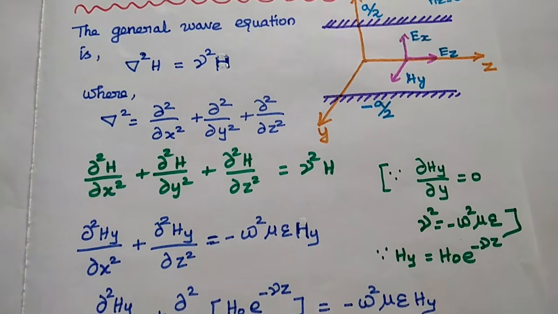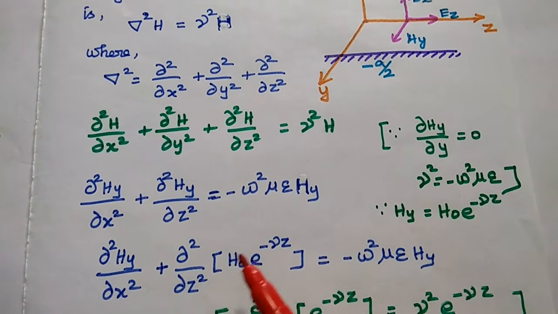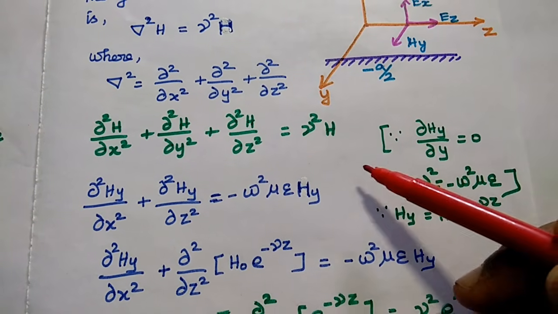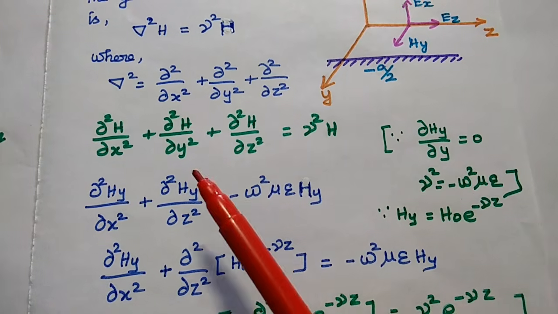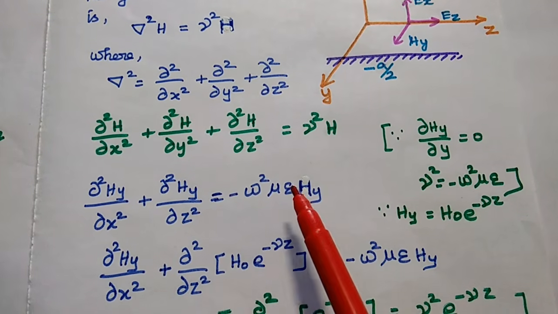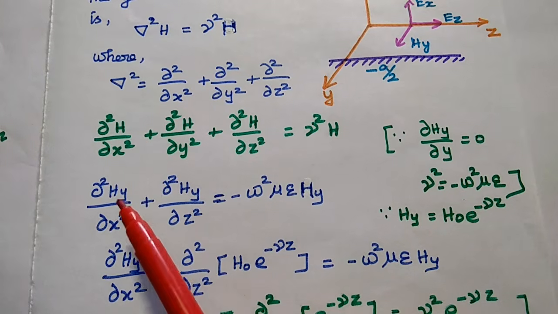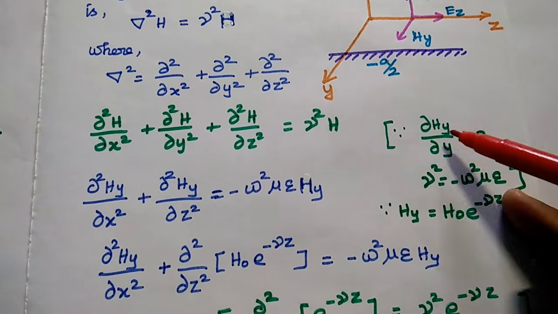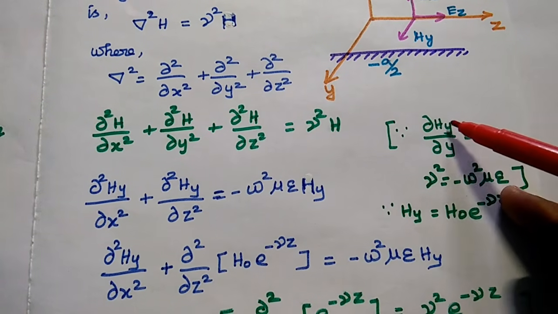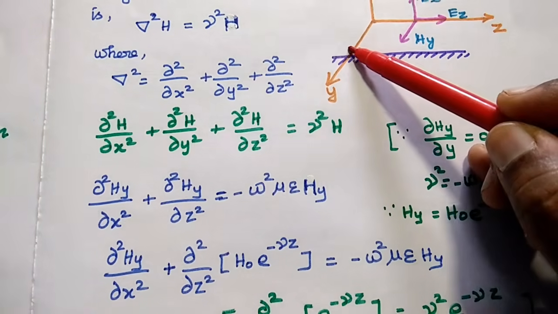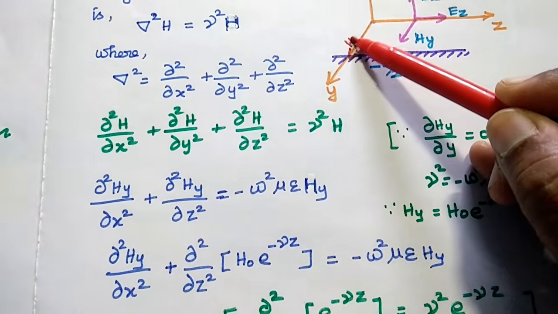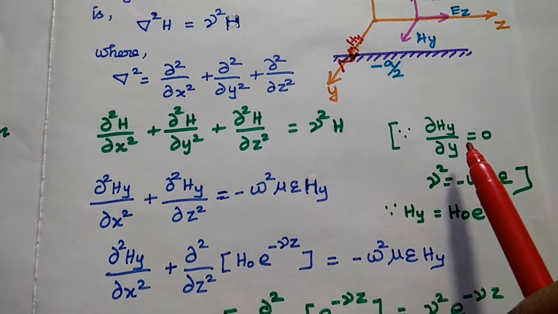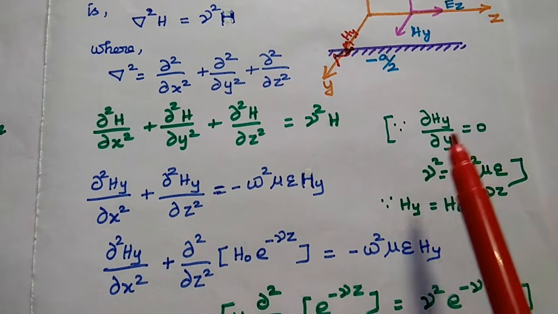In this TM wave, we have only the term Hy. Here Hz is equal to 0 and Hx is equal to 0, so we have only the Hy component. So we replace all this H with Hy. Here we take dou squared Hy by dou x squared plus dou squared Hy by dou y squared. In the direction of propagation, the magnetic field strength is 0, so we can say dou Hy by dou y is equal to 0. Do you all understand this?